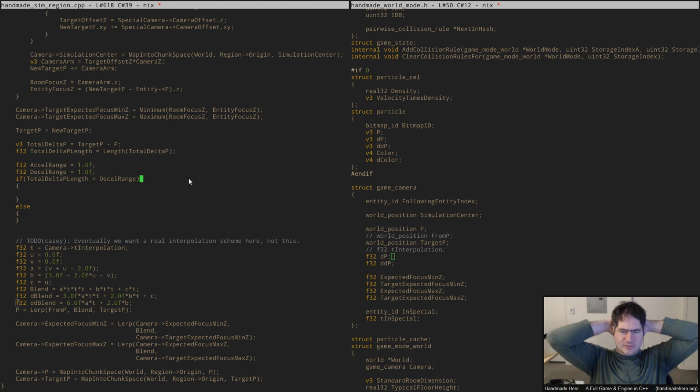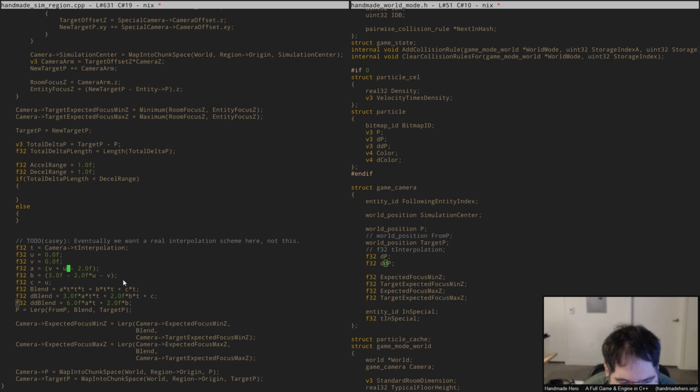Okay, so let's suppose that I am looking at where I was. And I know I've got a DDP and a DP. Let's say I want to solve for the curve that would get me there and that has those two values, right? So I want to solve essentially for the V and U's that would produce those values.